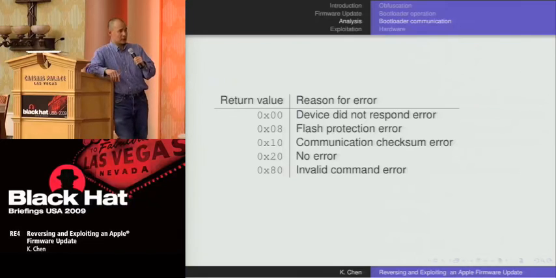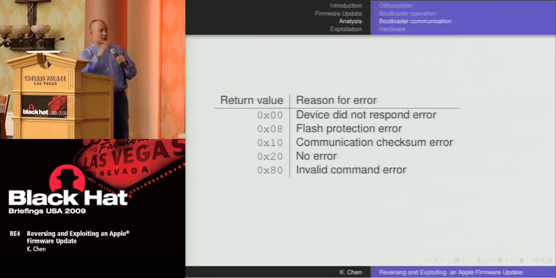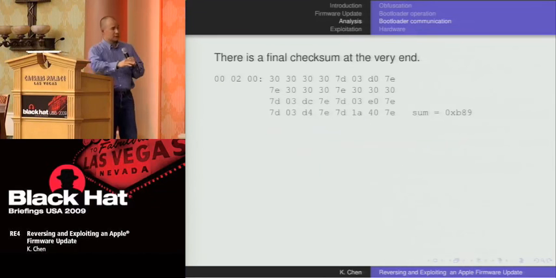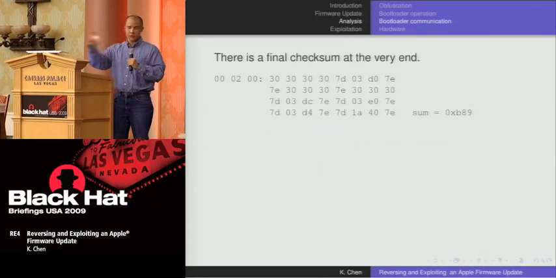Device did not respond. You try to write to a block that's flash protected. We make an error in the checksum. Hex 20: no error, or an invalid command. And then at the very end, each one of these packets has a checksum.